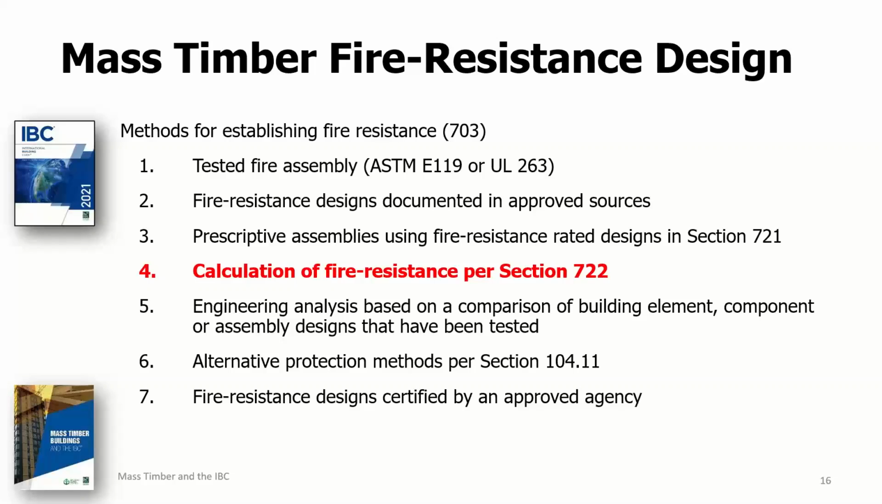But as you can see from this list, a member or assembly does not necessarily have to be individually tested to be recognized by the code as having a fire resistance rating. Of the 7 recognized methods for determining a fire resistance rating, the one I have listed in red on this slide is the one that we're going to talk about next. Specifically, I'm referring to the calculation methods that are described in IBC section 722.